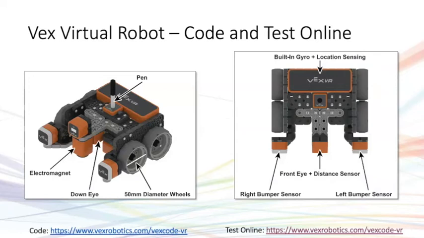The VEX virtual robot. Here I've included two links at the bottom. On the left is a link to code the robot, and on the right is a link to test your robot. The beauty of this, you don't have to purchase a robot. You don't have to have a robot at your house if you're working virtually online. You can simply do the coding electronically, and then you can test online what happens when you start up the robot. So again, I'll try to show you an example of this in just a second.